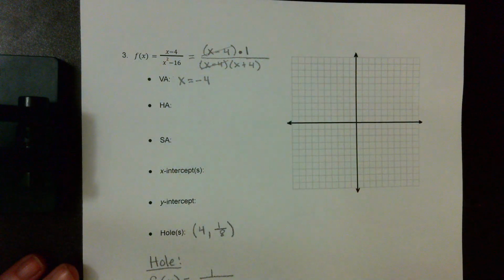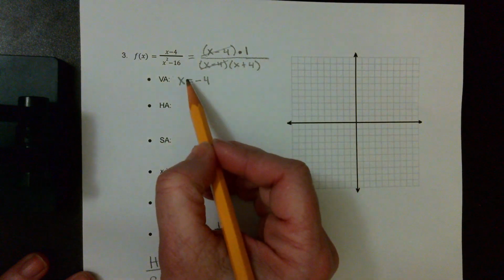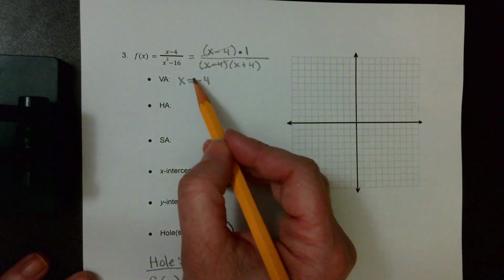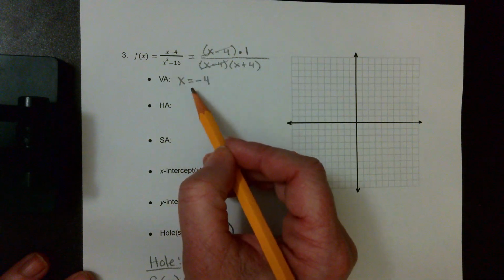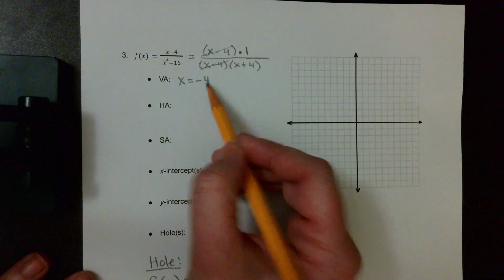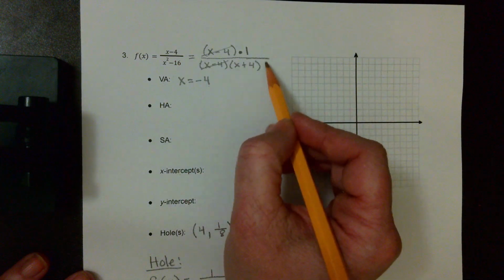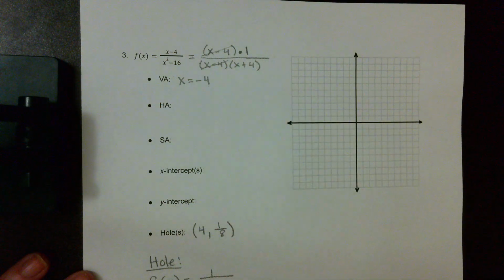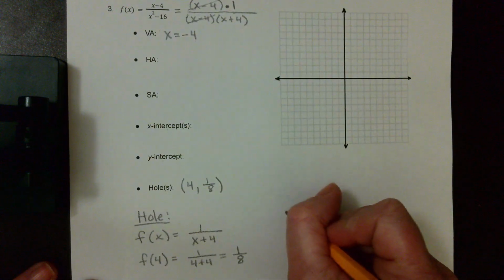A vertical asymptote needs to be an equation of a line. So if you don't have the x equals, this is incorrect. Looking at this, you want to make sure you have x equals negative 4. And again, you're just looking for what value makes any remaining factors in the denominator equal to 0. Next we're thinking about our horizontal asymptote.